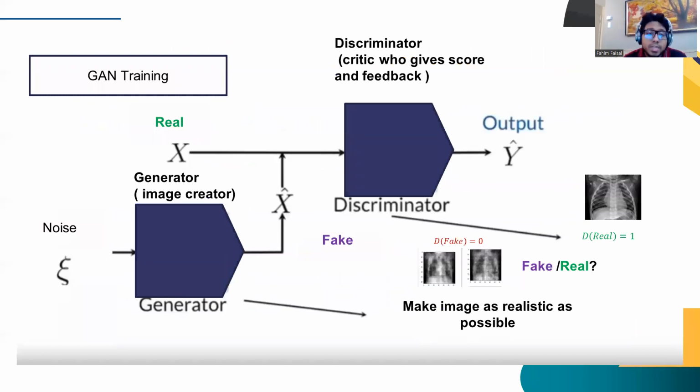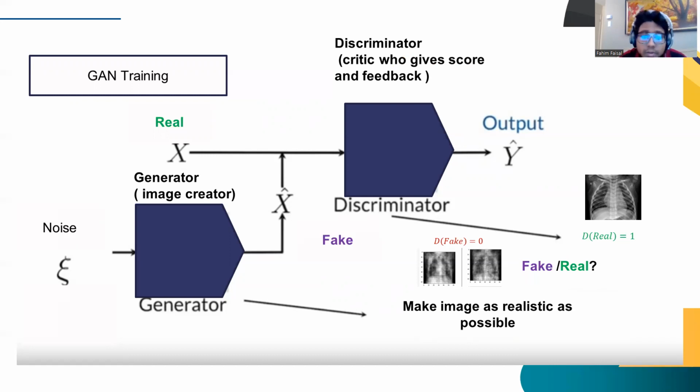In the GAN training, we are providing the noise to the generator. The generator generates fake images, and all the real and fake images are provided to the discriminator. The generator is trying to fool the discriminator, and at the same time the discriminator, who is the critic, gives back a score and feedback to the generator. It tries to distinguish between real and fake images. For real it provides a value of 1, and for fake images a value of 0.